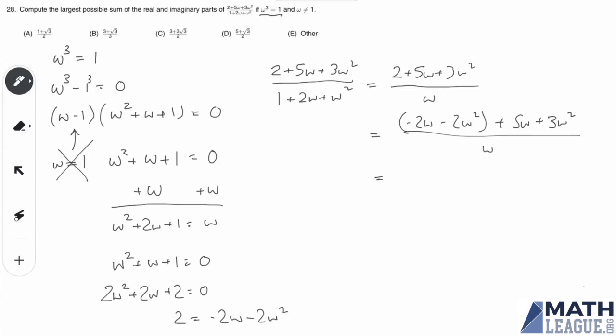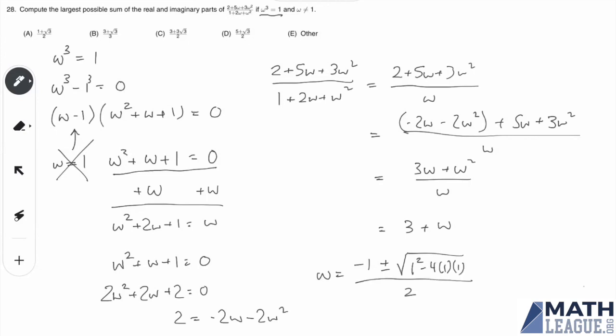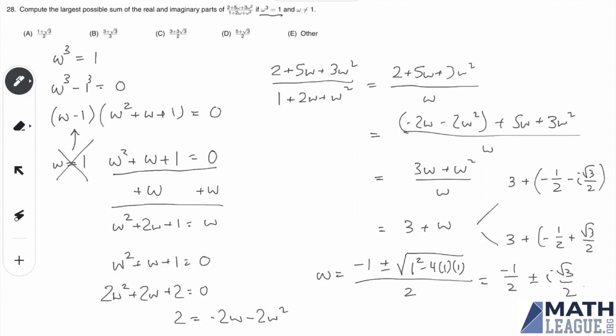Over omega, we get (3 omega plus omega squared) over omega, and that's 3 plus omega. And this is the most we can simplify it. Since omega here has 2 possible solutions, by the quadratic formula we get negative 1 plus or minus the square root of 1 squared minus 4 times 1 times 1, all over 2. We get negative 1/2 plus or minus i root 3 over 2. So we'll either get 3 plus negative 1/2 minus root 3 over 2 i, or we get 3 plus negative 1/2 plus root 3 over 2 i.